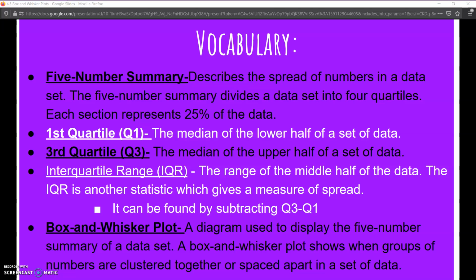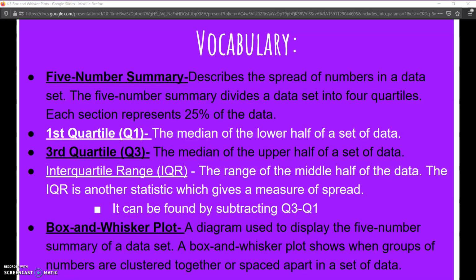The interquartile range is the range of the middle half. That is the distance between the first quartile and the third quartile. So if we're looking at that fraction bar again, then it would be from 1/4 to 3/4, and that's the middle half of the data. It can be found by subtracting Q1 from Q3.